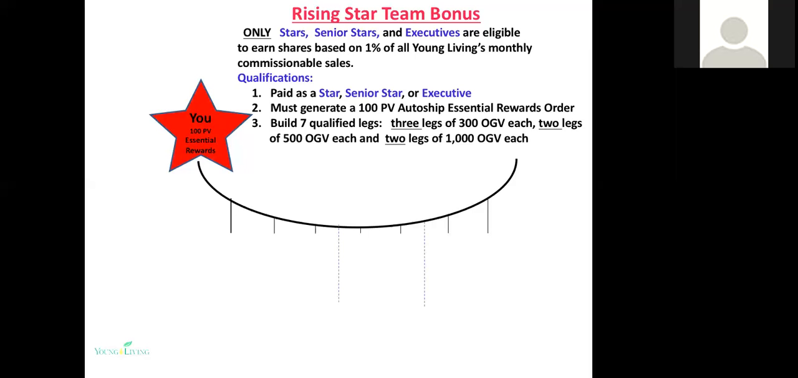So let's talk about how they're going to earn the first share for this particular bonus.